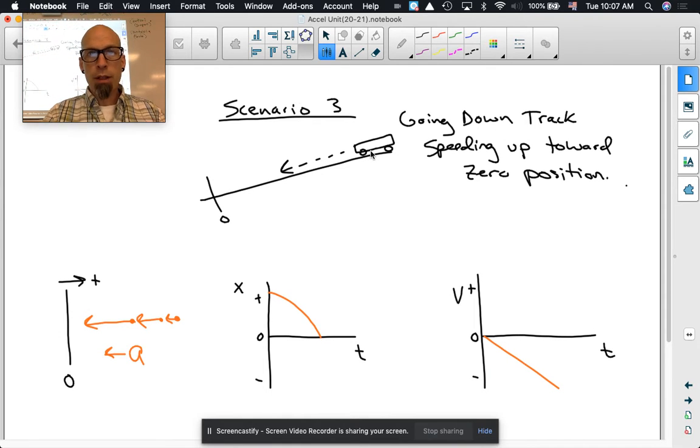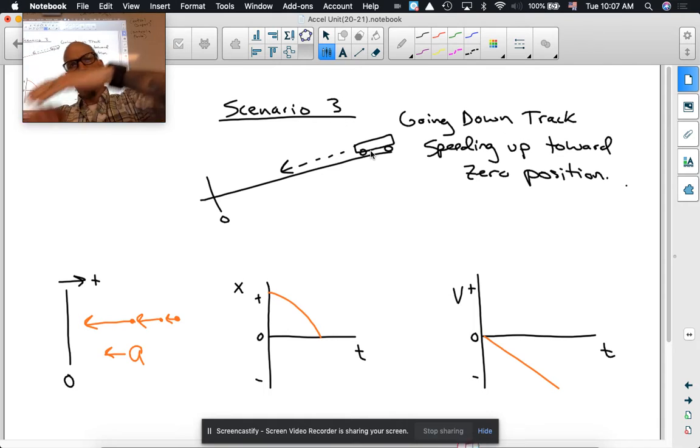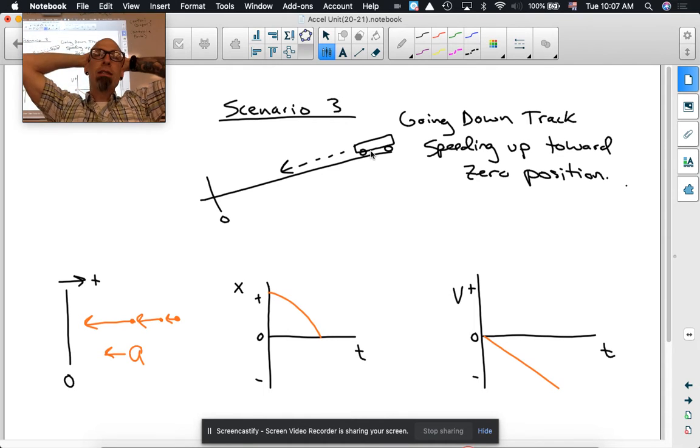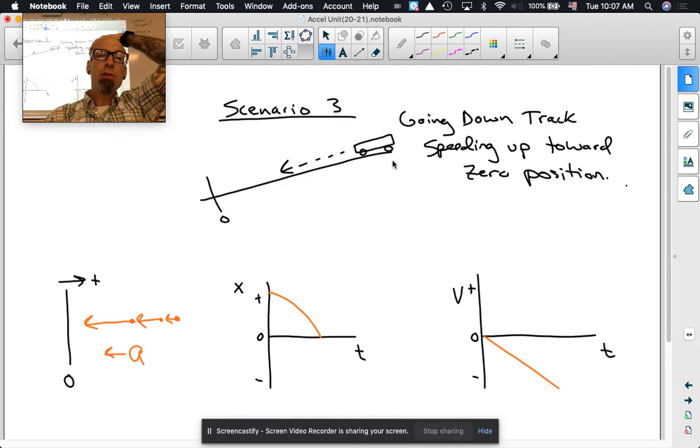I had the ramp set up so that it was coming down this way, going faster toward the 0 in the negative direction. So hopefully, at least with the motion map, you were able to start making some progress in getting some things correctly predicted.